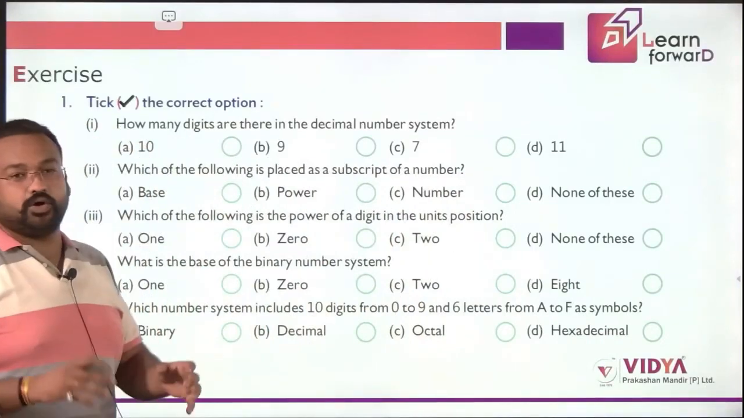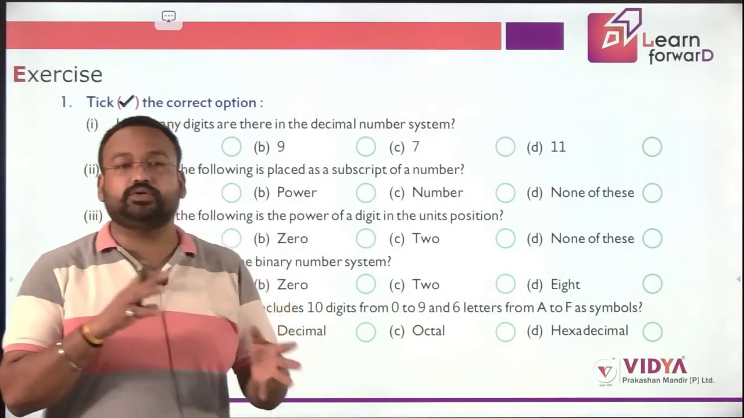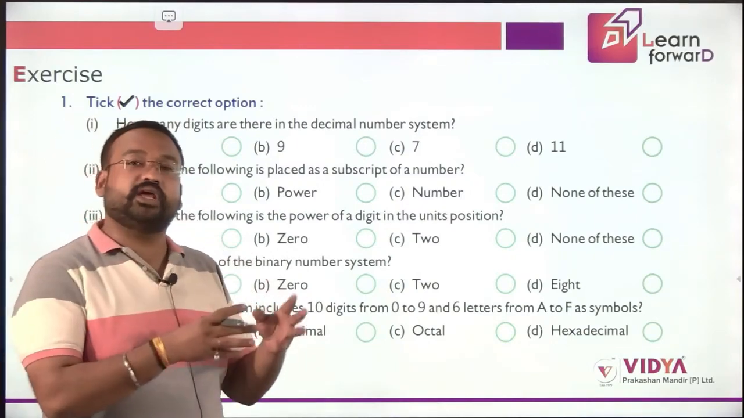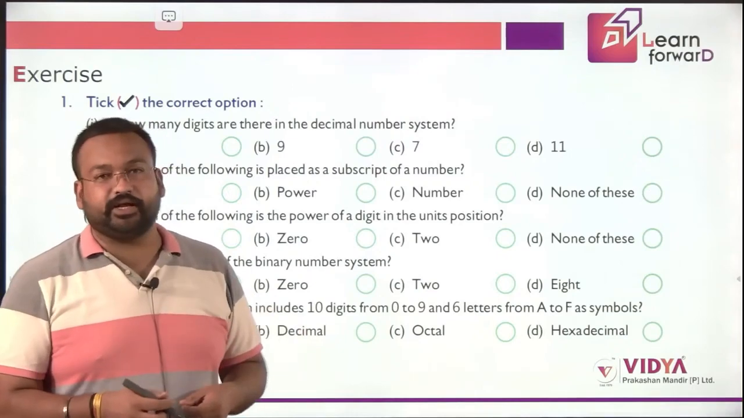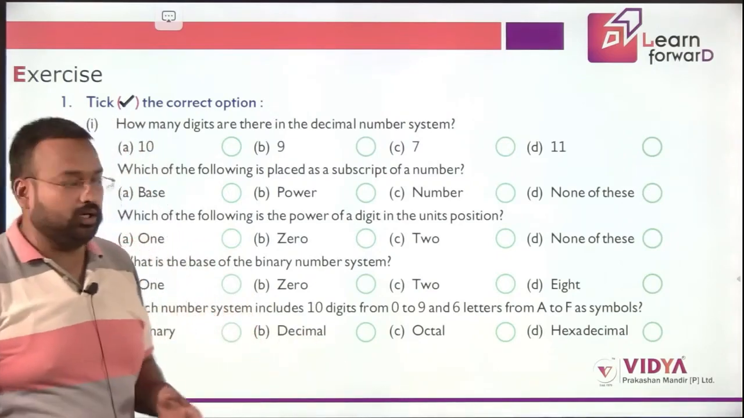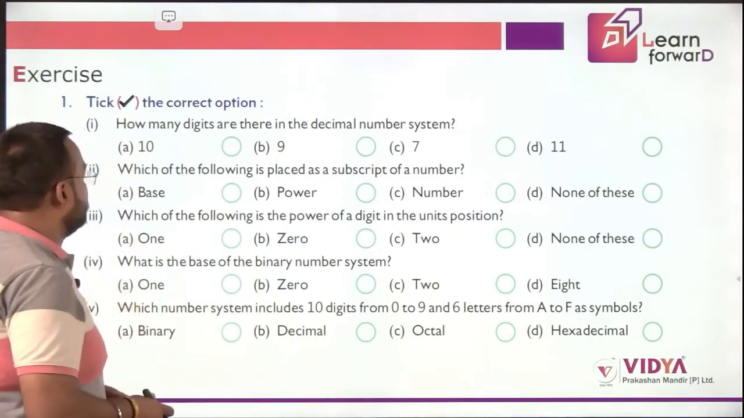So that was all for today. We have seen how we can do binary arithmetic. That means how we can add binary numbers, how we can subtract them, how the multiplication takes place, and how the division can be done. So all these four operations in binary arithmetic have been done.